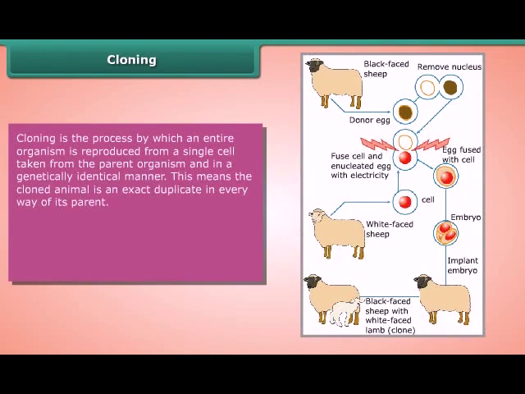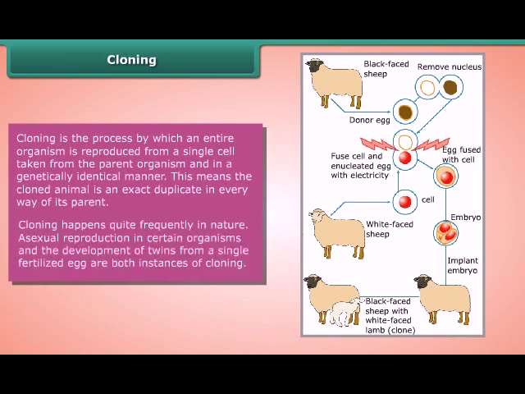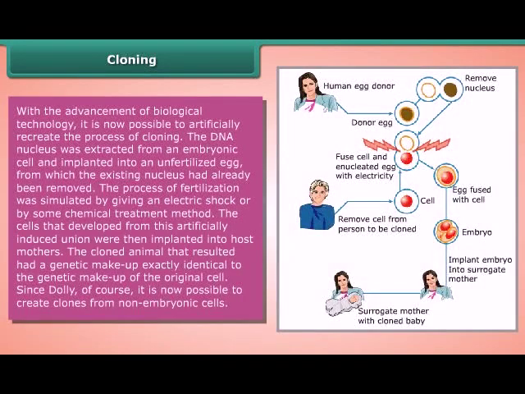Cloning. Cloning is the process by which an entire organism is reproduced from a single cell taken from the parent organism and in a genetically identical manner. This means the cloned animal is an exact duplicate in every way of its parent. Cloning happens quite frequently in nature. Asexual reproduction in certain organisms and the development of twins from a single fertilized egg are both instances of cloning. With the advancement of biological technology, it is now possible to artificially recreate the process of cloning.